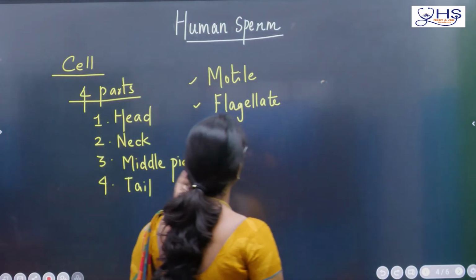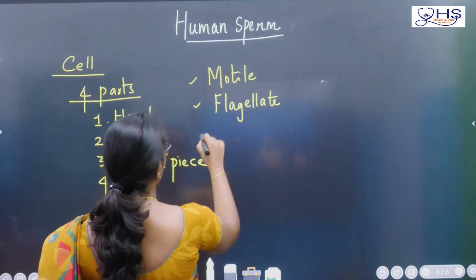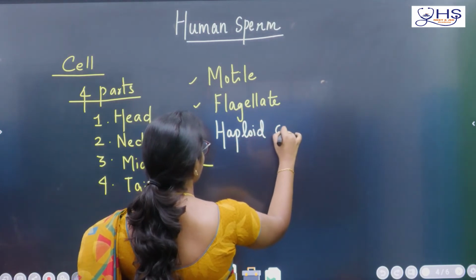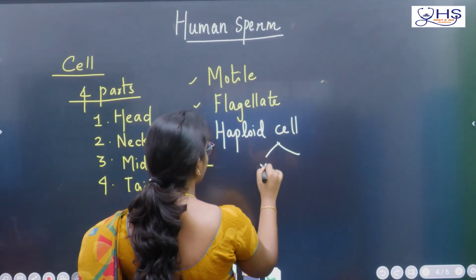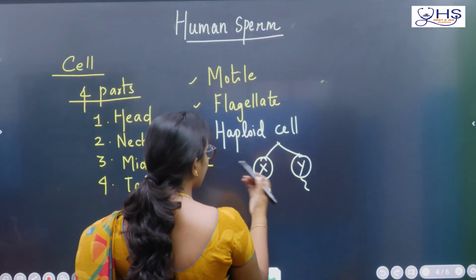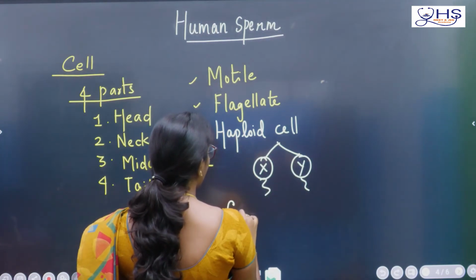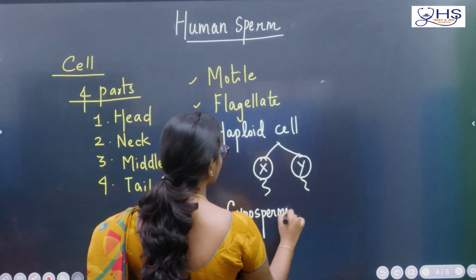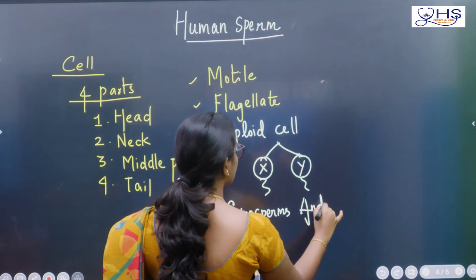And sperm is a haploid cell. The cell may contain two different types of sex chromosome, X and Y. If it contains the X chromosome, it is called gynosperm. If it contains the Y chromosome, it is called androsperm.